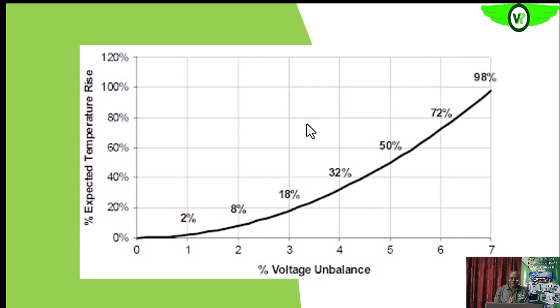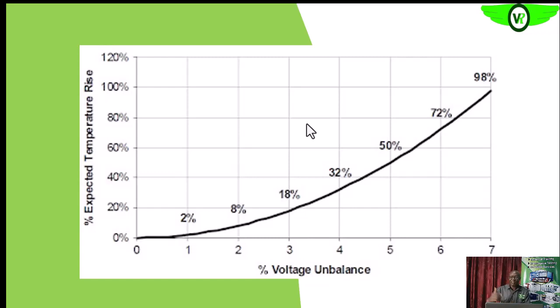say we have temperature rise from the ABNs during normal operations, say about 40 degrees Celsius. That is what we have. You can see that 2% voltage unbalance can cause a temperature rise of about 4 degrees Celsius.